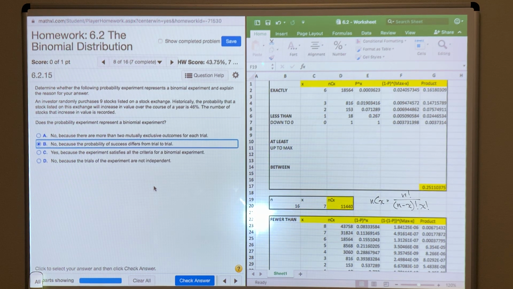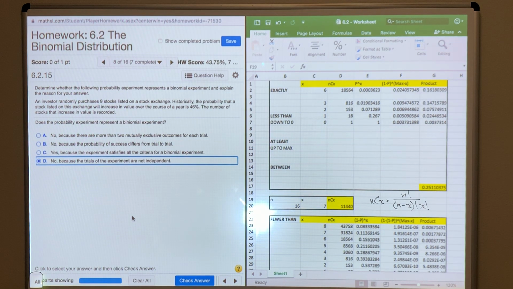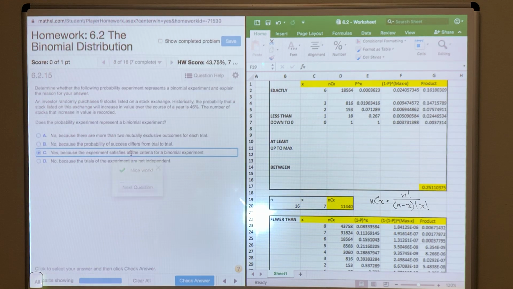9 stocks represent 9 different companies, which means that they are independent of each other in general, unless these companies are tied together in some way, but we're going to assume that they're not. So 9 stocks means 9 different companies, which means 9 different trials. So the probability is not going to change from company to company. No, because the trials for the experiment are not independent. They are independent. So I do think that is why C is the correct answer.